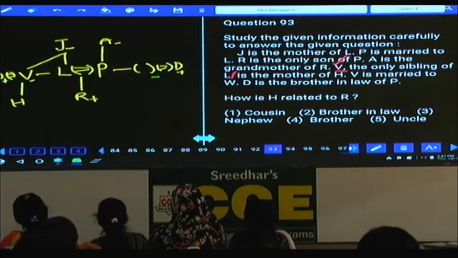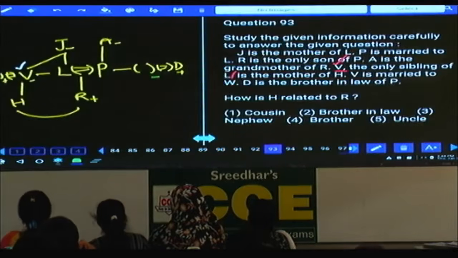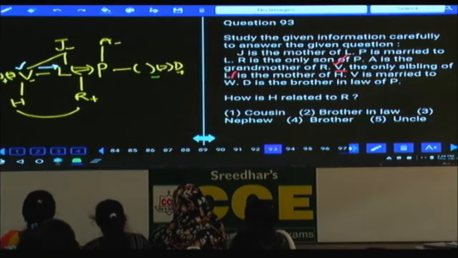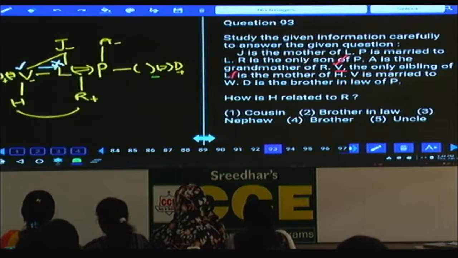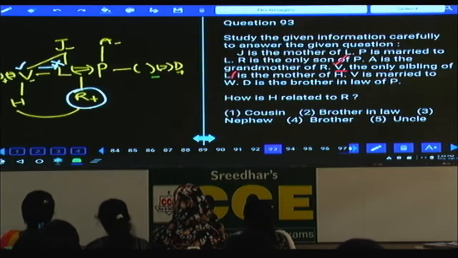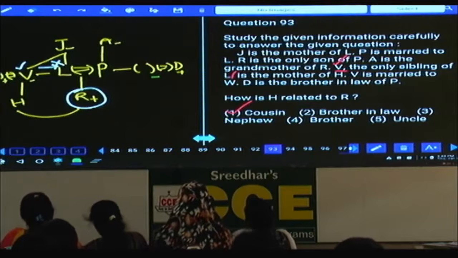How is H related to R? H and R. H's mother is V. Mother's sibling is L. Isn't it? Sibling means either brother or sister. If this person is a male, uncle. If this person is a female, aunt. Aunt's child. Uncle or aunt's child is none other than cousin. Cousin, that is choice 1.